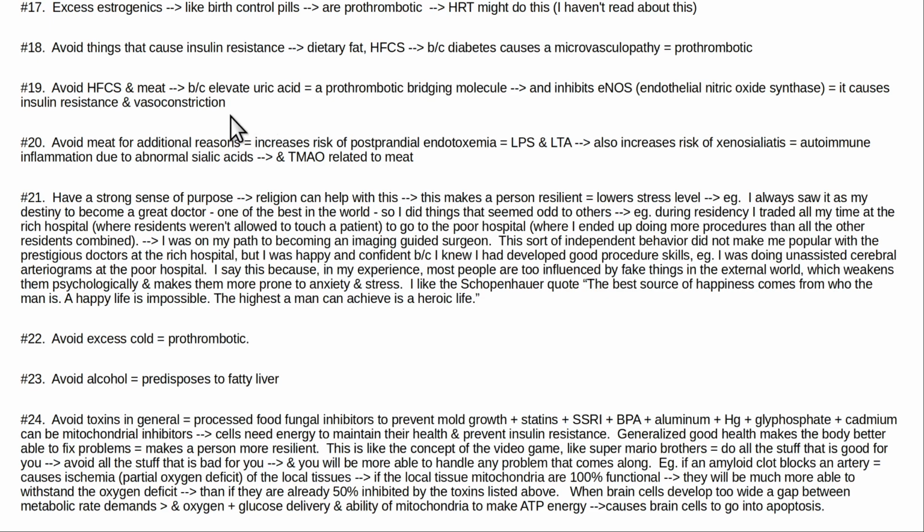Another reason why high fructose corn syrup is bad, it elevates uric acid in the blood. Uric acid is a bridging molecule, meaning it sticks the red blood cells together. It overcomes the zeta potential. So it's prothrombotic, meaning it's predisposed to cause clotting. It also inhibits endothelial nitric oxide synthase, and that's how it causes insulin resistance. But that's also, of course, causing vasoconstriction and predisposing, again, towards hypertension. And hypertension is the main risk factor for atherosclerosis and stroke, so it's bad.